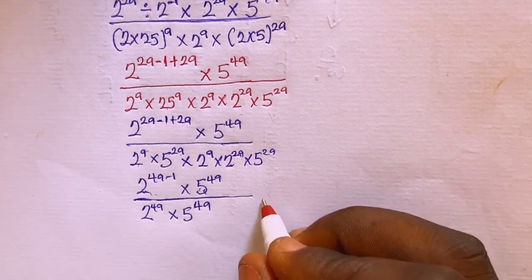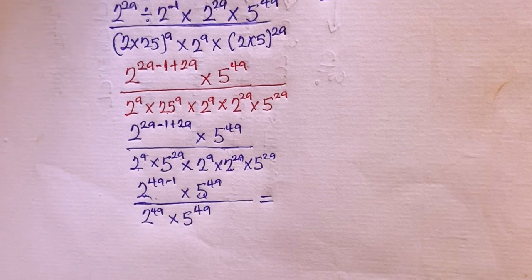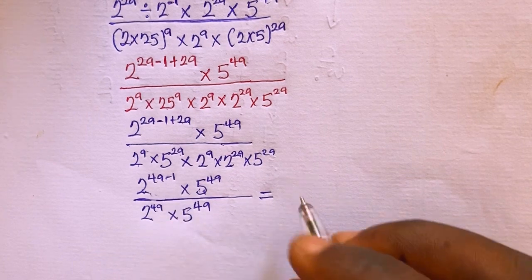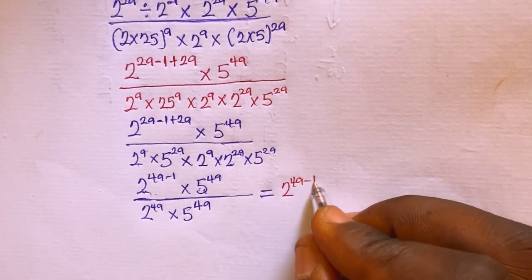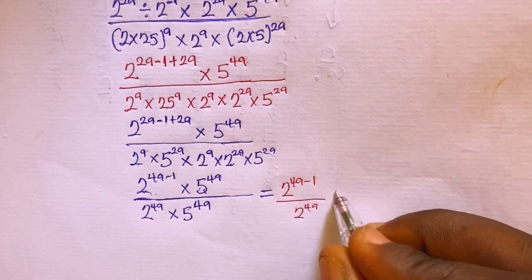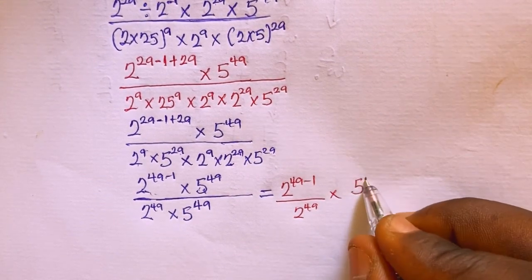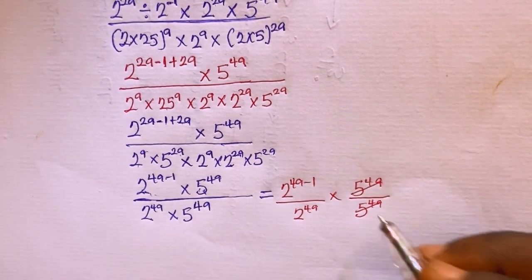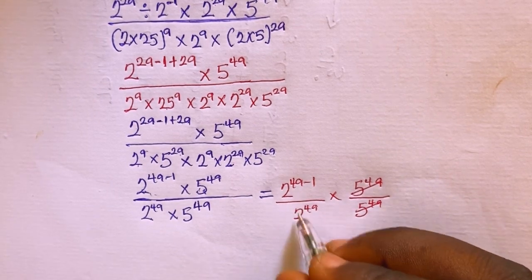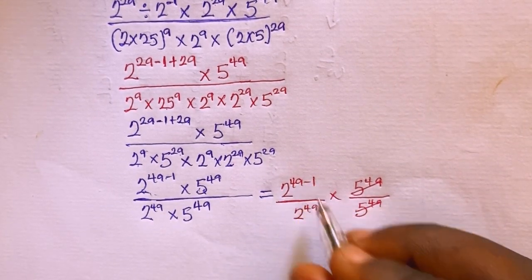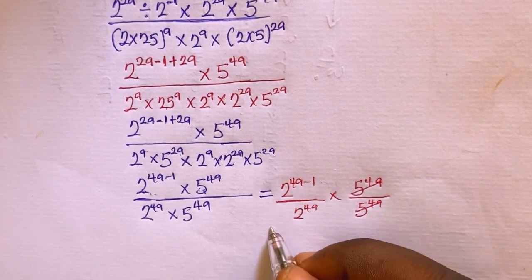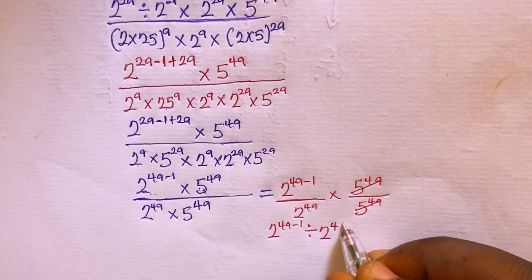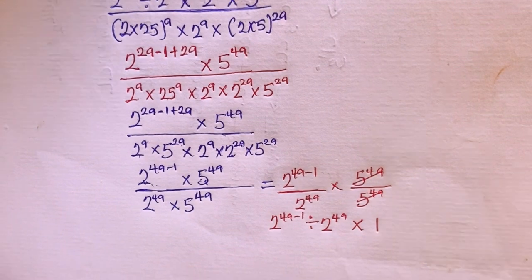So now I can just go ahead and separate them. Or if I like, I can just go ahead and solve it, but let me just separate them. I can have this as 2 raised to the power of 4a minus 1 divided by 2 raised to the power of 4a, then multiplied by 5 raised to the power of 4a, then divided by 5 raised to the power of 4a. So this and this will cancel out. They are going to give me 1. Then whenever I have 2 raised to the power of 4a minus 1, I'm going to bring this back. So this simply represents 2 raised to the power of 4a minus 1 divided by 2 raised to the power of 4a, then multiplied by 1. So that's what I'm having.